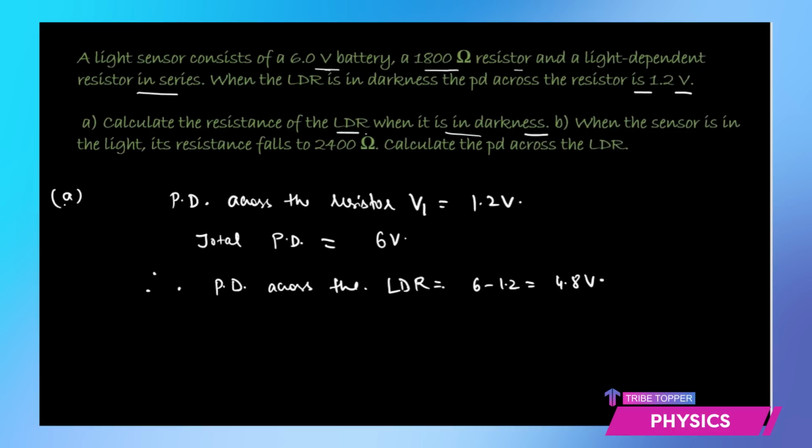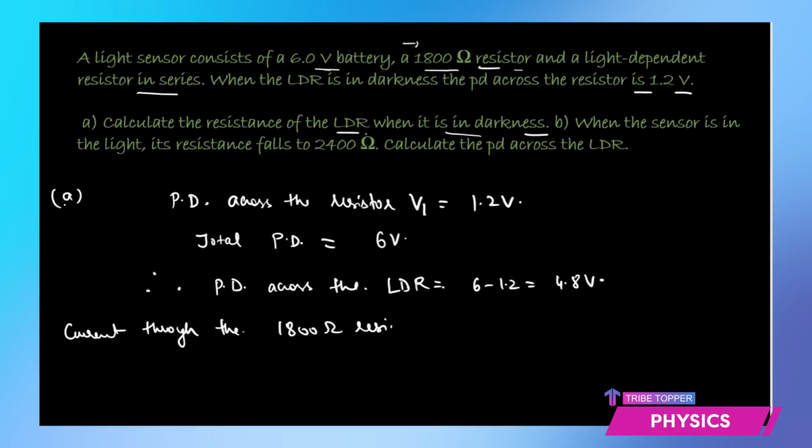For that, we have the voltage, but we would also need the current through the LDR. The current is going to be the same as that going through the fixed resistor of 1800 ohms, because the fixed resistor and the LDR are in series. So whatever current enters this resistor, the same current flows through the other resistor. So let's find out the current through the 1800 ohm resistor.